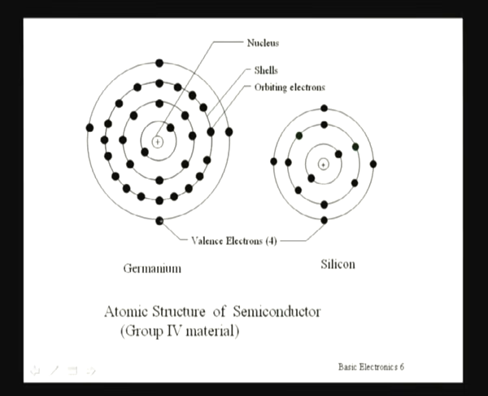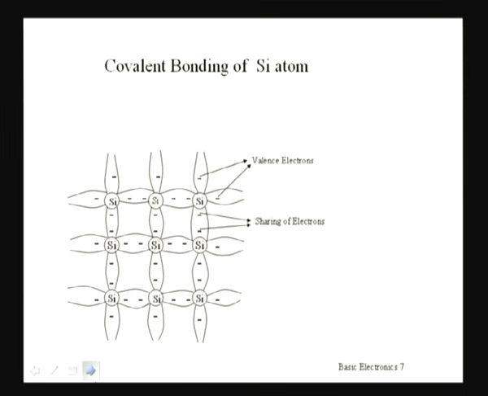So here, as you can see, if I consider a germanium atom, it has 1, 2, 3, 4 electrons in the outermost orbit, which are called valence electrons. Similarly, silicon will also have 4 electrons in its outermost orbit. This is because they are group 4 materials. Now they will be trying to complete the 8 electron structure, so that is why they will be sharing electrons with their neighboring atoms, as is seen here.